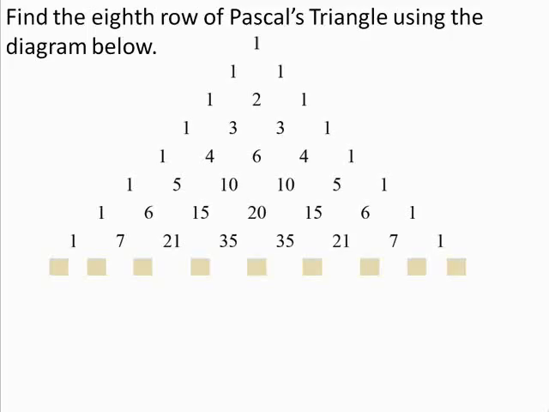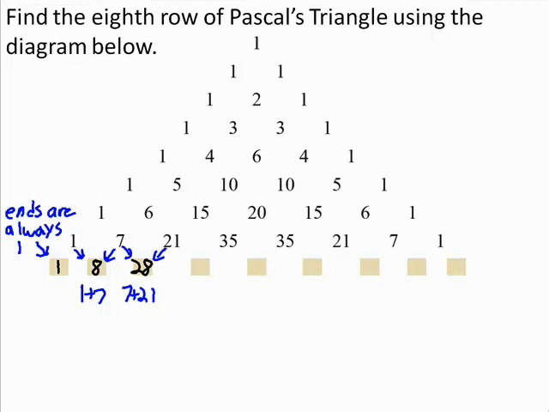Find the 8th row of Pascal's triangle using the diagram below. Starting from the left, the first number is 1, because the ends of the triangle are always 1. To find the second number, add the two numbers above it. The two numbers above it are 7 and 1, and 7 plus 1 is 8. Do the same thing for the next.